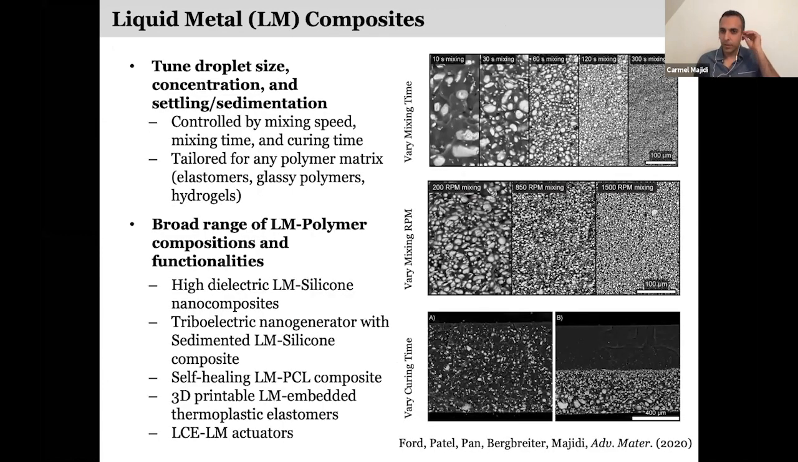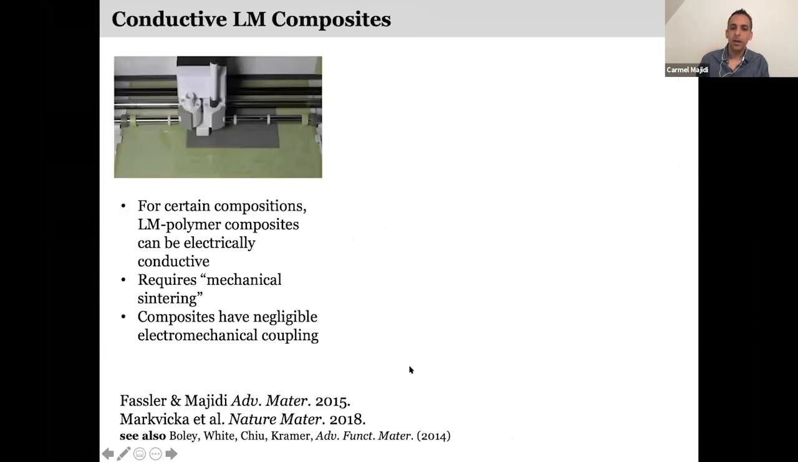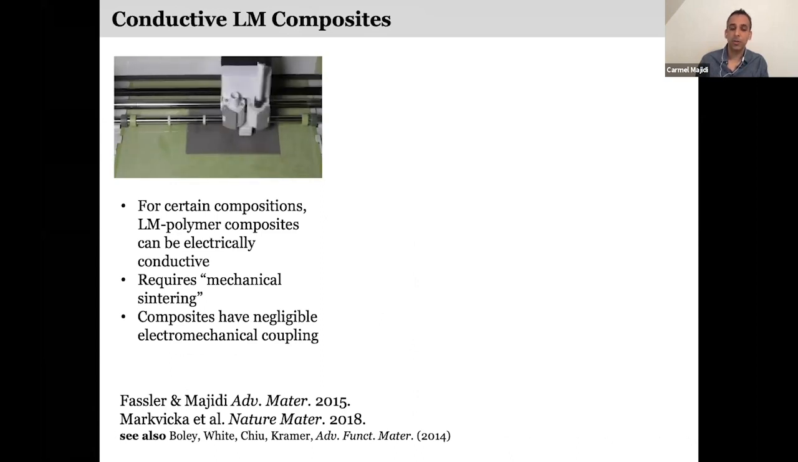Another approach that we've taken to incorporating liquid metal into liquid crystal elastomer is to, instead of using microfluidic channels of liquid metal, use droplets of liquid metal. And so we've developed ways that we can control the size, dispersion, and spatial distribution of those droplets within our LCE composite. This is typically done using a shear mixing method where we vary mixing time, we vary the mixing speed, and we also vary the curing time. We can also process these LCE liquid metal composites so that they become electrically conductive.